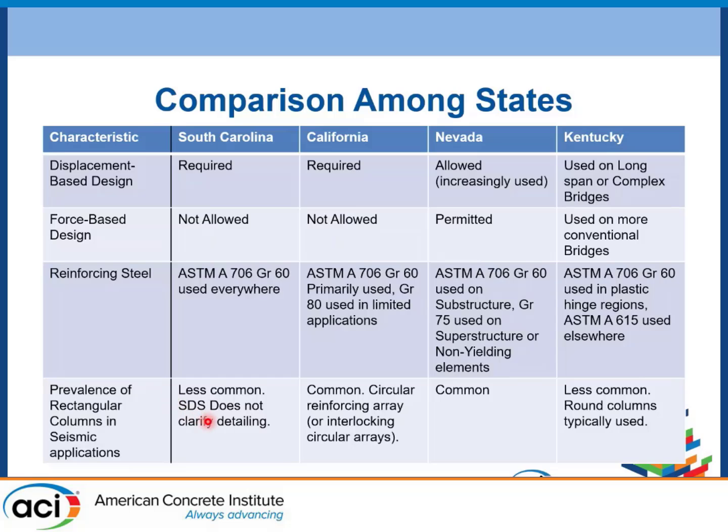In South Carolina, we typically don't have rectangular columns because the SDS doesn't clarify the detailing for those columns. In California, it's pretty common to have rectangular columns. What you would do is have circular reinforcing inside of those rectangular columns. Very common in Nevada and not so common in Kentucky. They also prefer a rectangular round column. So lots of different approaches to solve the same problem.